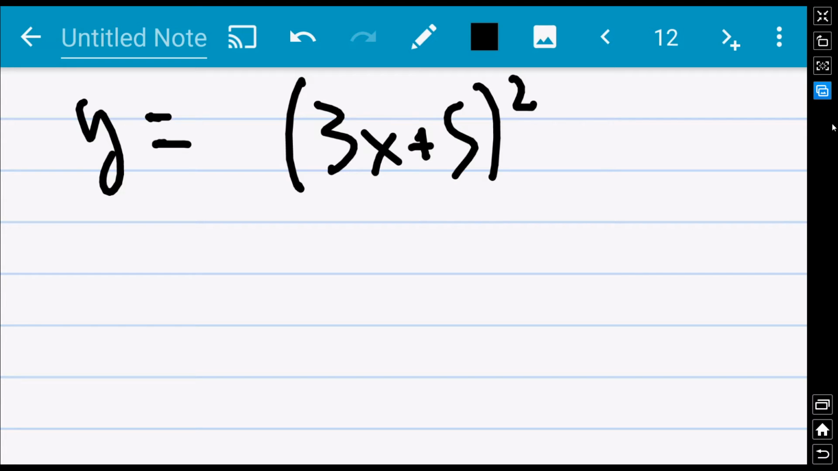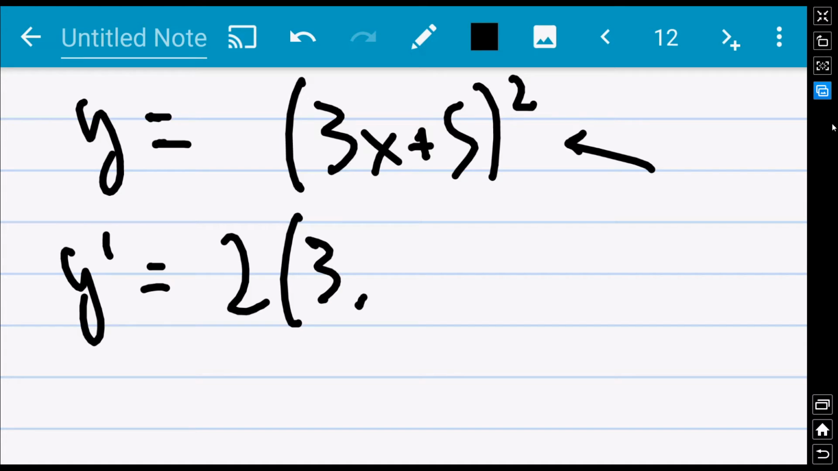You can either expand or FOIL this bracket right here and multiply 3x plus 5 times 3x plus 5 and then take the derivative of everything. Or you can do this. y prime equals, and then first you take the derivative of the outside, so 2 times 3x plus 5, and then times the inside. The inside is just 3.